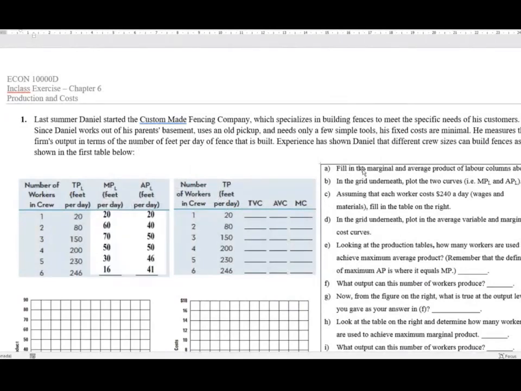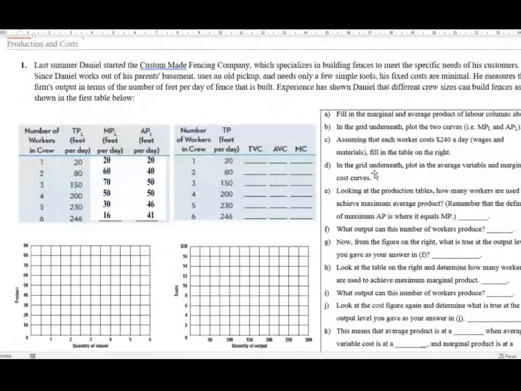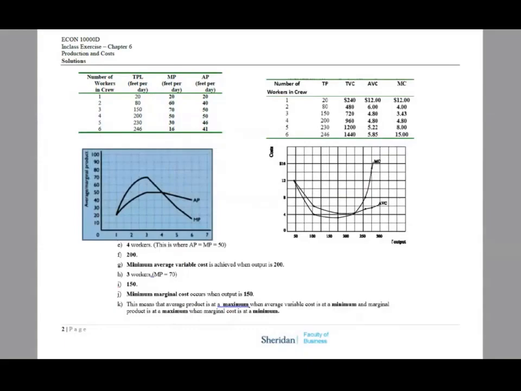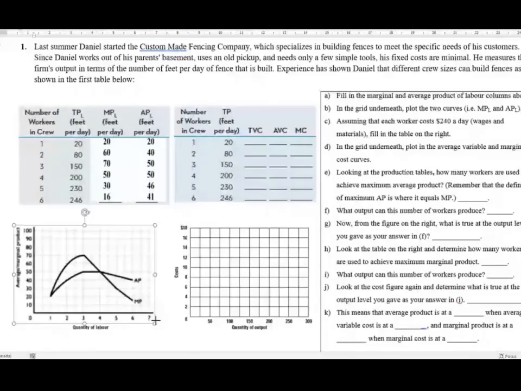So in B, it says to plot the two curves. Let's just make sure we know how to plot it. So here we have the quantity of labor. We're just going to be plotting this column with this column and this column with that column, right? Everyone clear on that? I'll actually put that in. Give me one second. So if we plot it, it will look like this. Okay, so you can see where they both become the same is at 4 units. So we have 4 units of labor here at the bottom, and where they intersect is this 50-50.